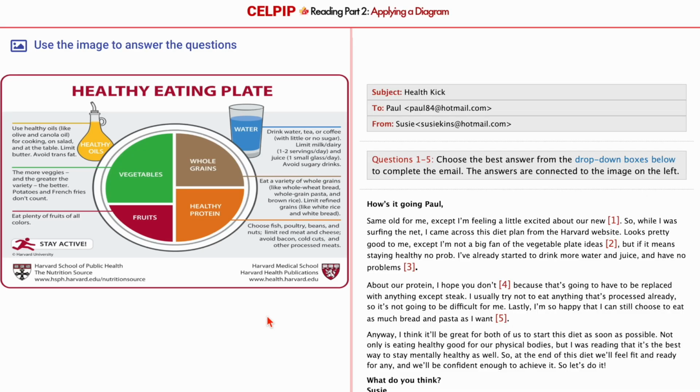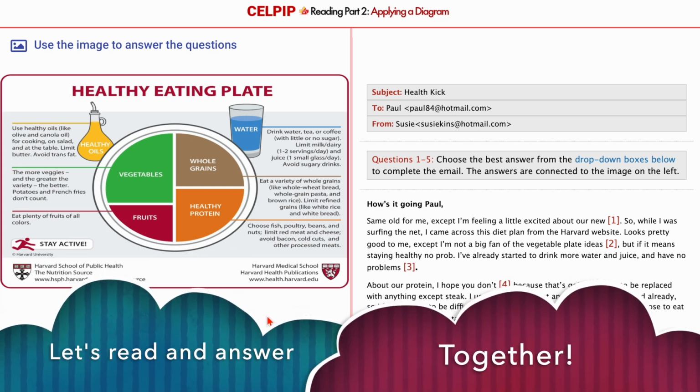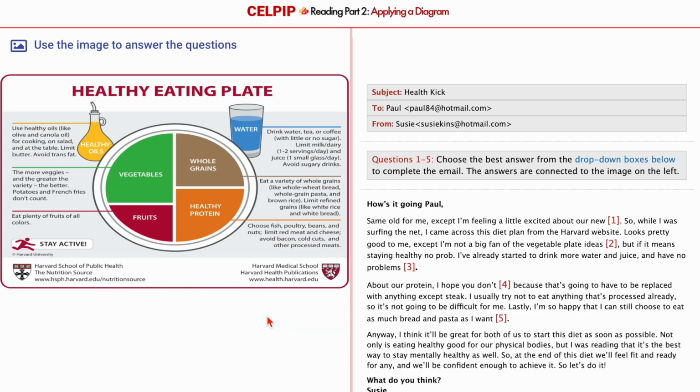Now, everyone, I do want to remind you that we are going to do this analysis together. So I'm going to be reading together with you, and I'm going to be giving you a chance to answer the questions before I explain the answer. In this way, it will be very beneficial for you, and you can develop your reading and comprehension skills along with me. So please do follow along until the end.